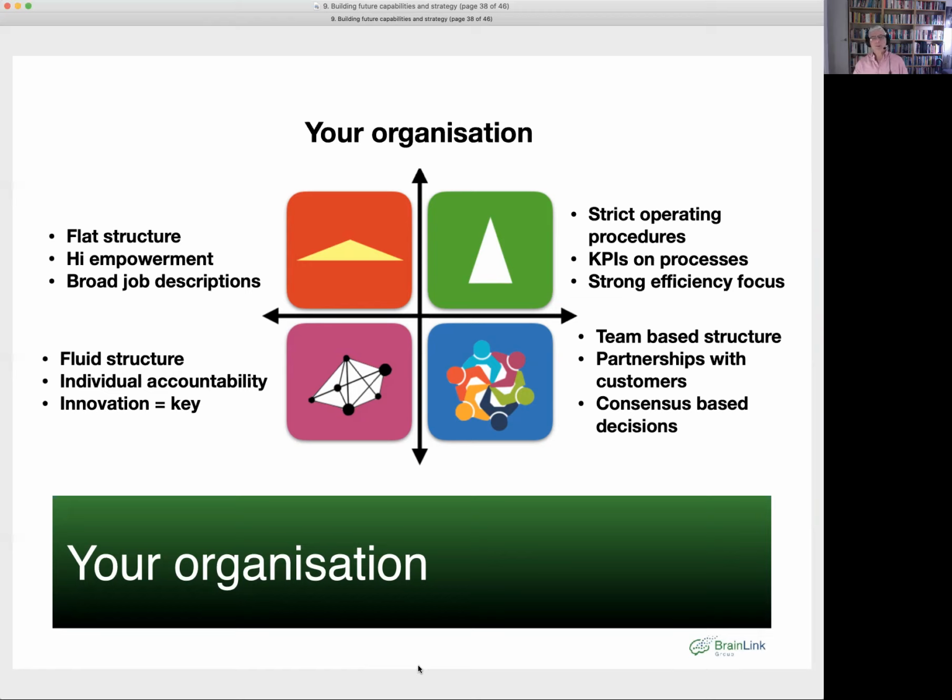And finally, the bottom left is really the kind of strategy for novelty and innovation and new products. And this is clearly where you need a capability that resembles more a research and development kind of operation, with a very fluid structure, high levels of individual accountability to a number of very brilliant, innovative, entrepreneurial people, where innovation is the key part of the culture.